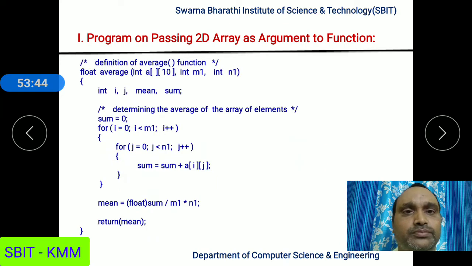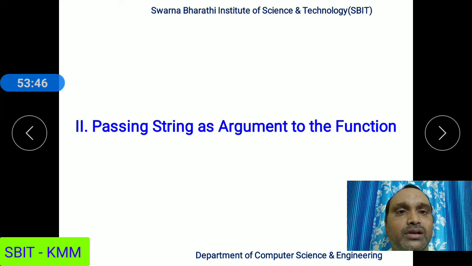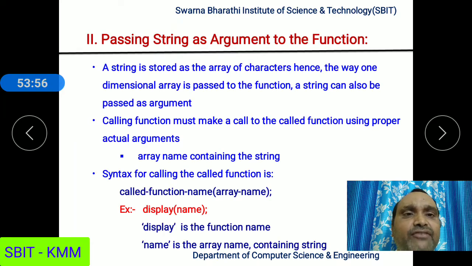Then come to passing a string as an argument to the function. How can a string be passed as an argument to the function? We know that a string is also treated as an array of characters. A string is nothing but a sequence of characters. These sequence of characters are stored in a character array. Character array means it is a one-dimensional array.